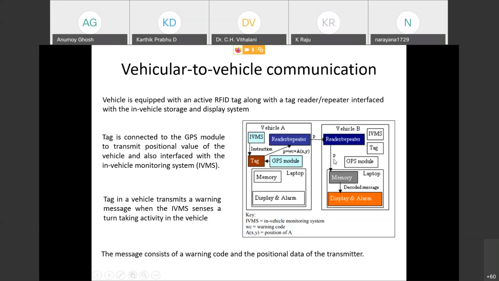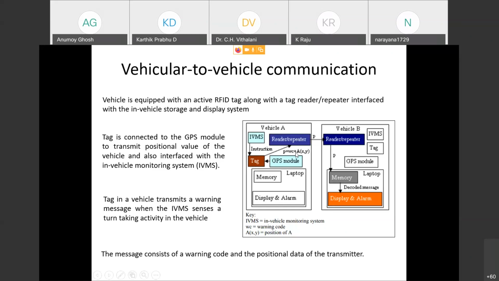Now keep one thing in mind, this should not vary from vehicle to vehicle. That means a universal protocol should be maintained. That means 00 means I am taking a turn. It should be the same for all the vehicles. 01 means I'll be suddenly pushing a brake. This should be the same for all the vehicles. So this warning code should be universal for everyone. Accordingly, the memory will detect the warning code.